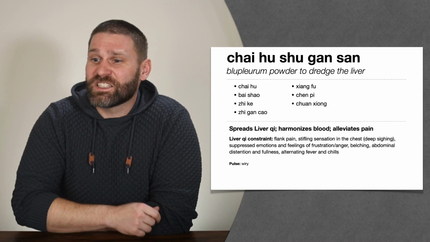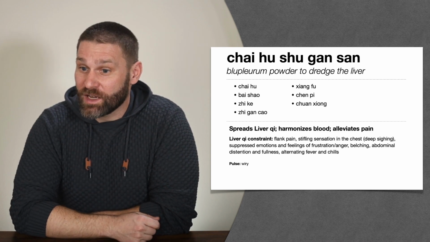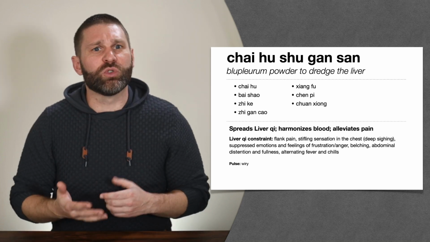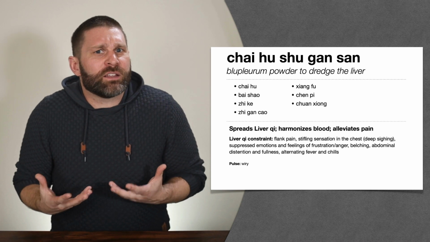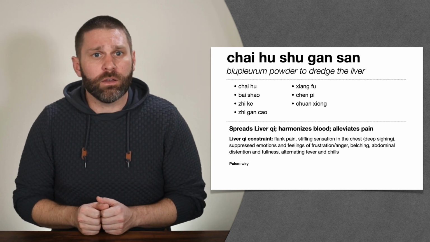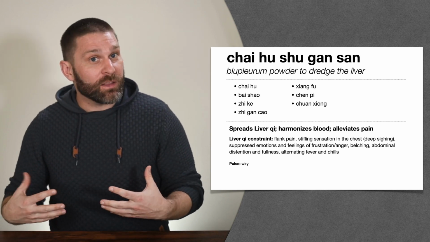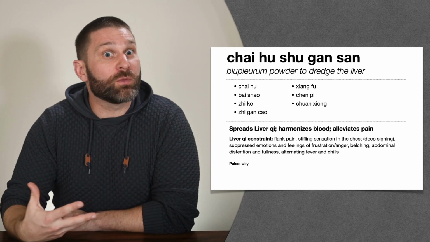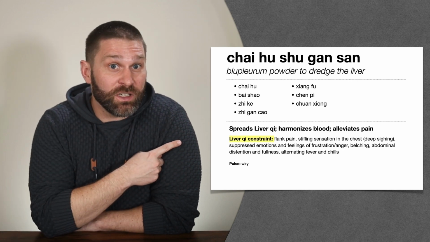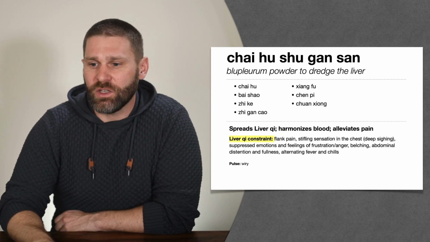Another one is Chai Hu Shu Gan San, Bupleurum Powder to Dredge the Liver. We use the term dredge the liver for one of the actions of the liver, that it dredges and drains the channels, as in opening them up so that the free flow of qi can occur. So this one is for liver qi constraint. Here Bensky is using that word constraint, yu.